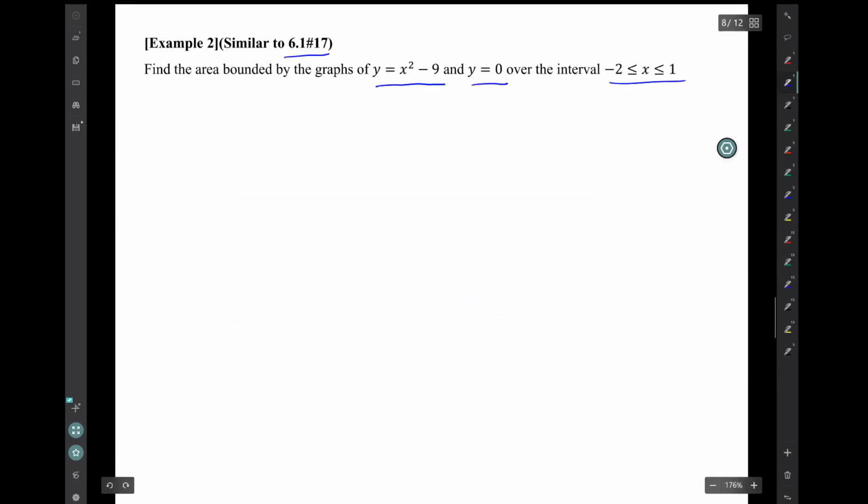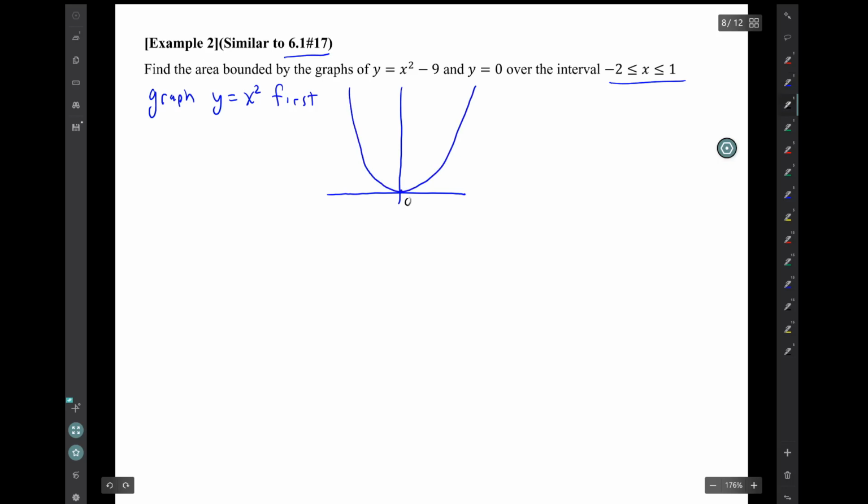So we have to start by graphing our two functions. Let's first graph y equals x squared minus 9. We'll graph y equals x squared first. There are the famous points on the graph of y equals x squared. Now by transformations, we can graph y equals x squared minus 9.